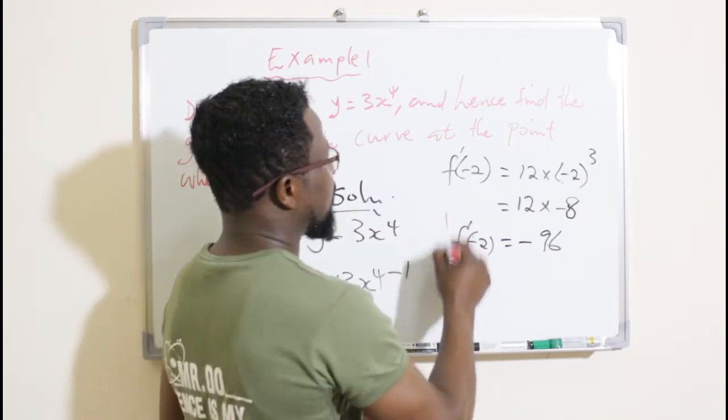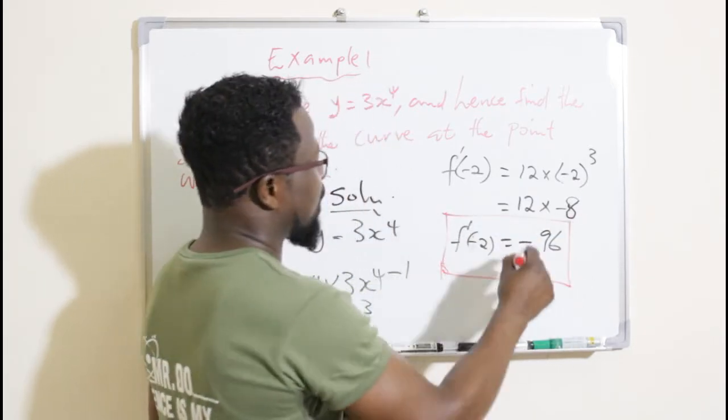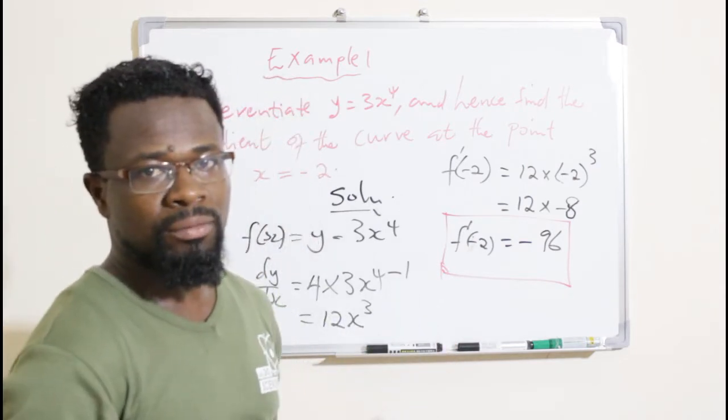Which means that the gradient at the point where x is equal to -2 is -96, which is the gradient that we are looking for.